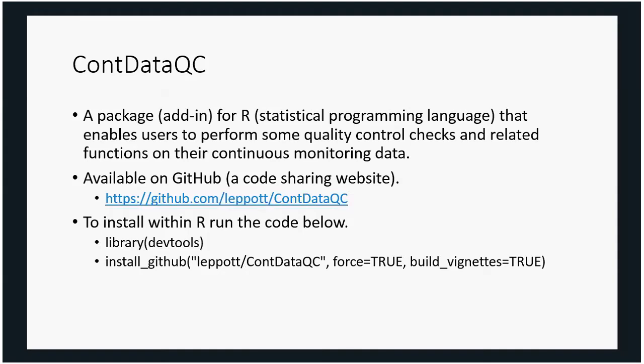To install the package within R, run the code below: library devtools, and then install GitHub. The force equals true says to always add whatever data is on the web and overwrite. The build vignettes true says to always install and create the vignettes. The vignettes are just an overall help file.